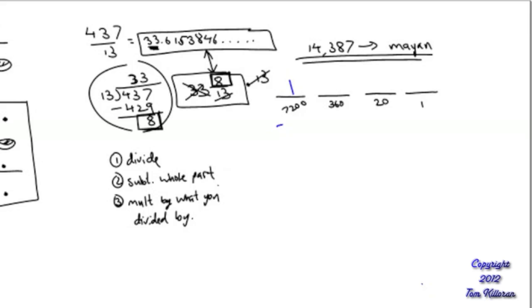7187. This is the remainder, 7187. I'm going to put it in parentheses because it's really not part of the answer. It's just the remainder after division.